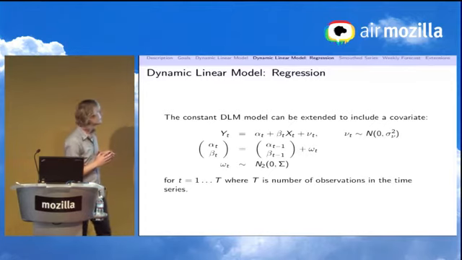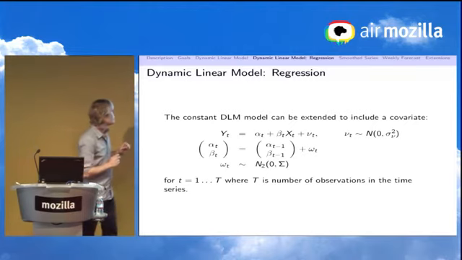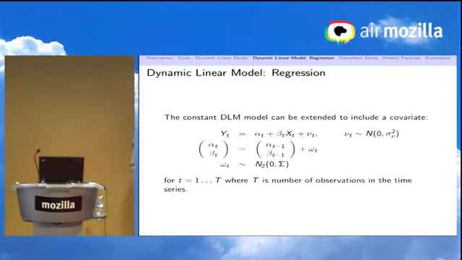So the model that we're assuming here is very similar, although this time we're assuming that the response, our ADI count, is some random fluctuation around some regression line, which is denoted by this term here.